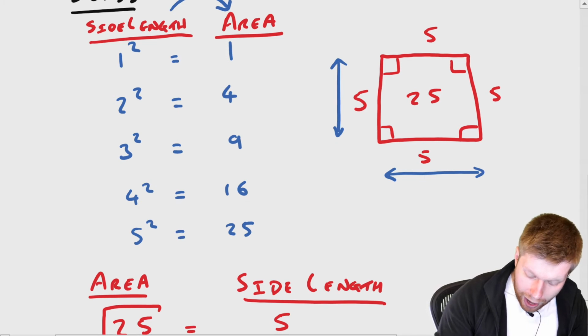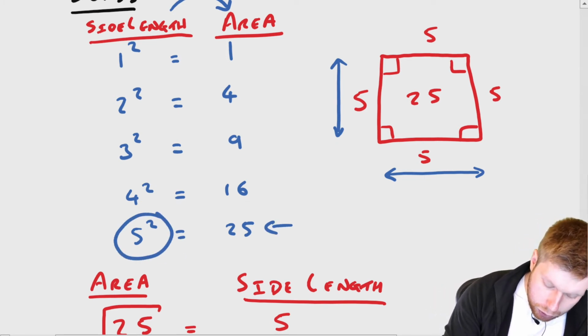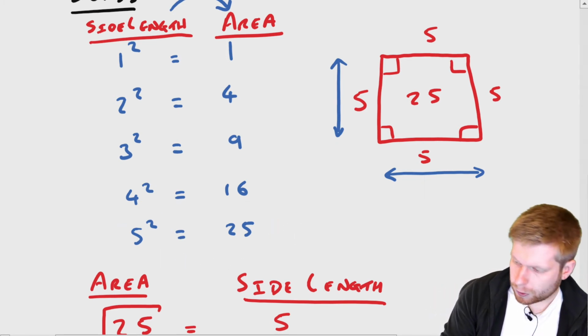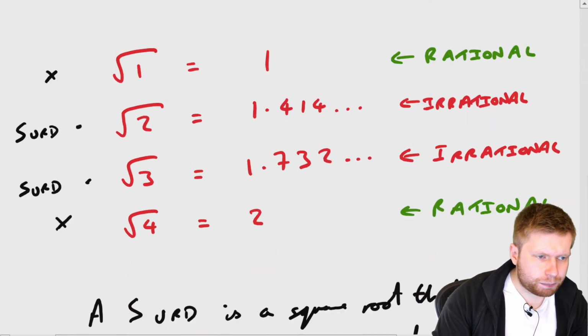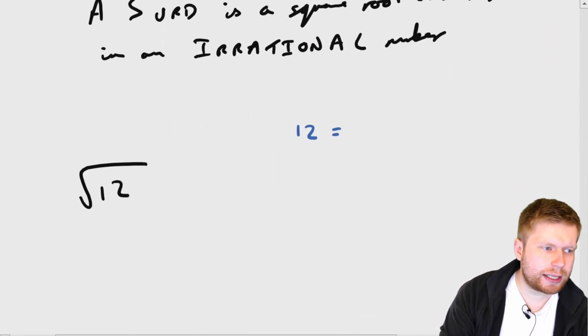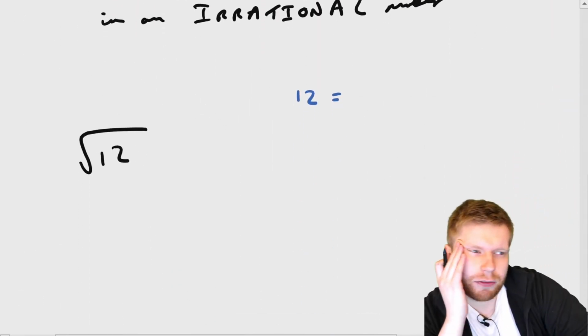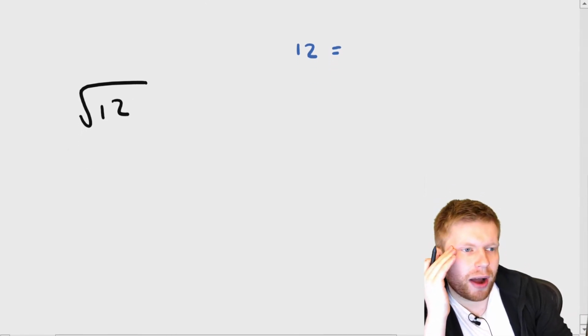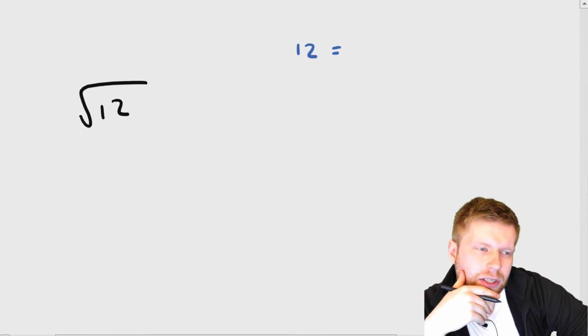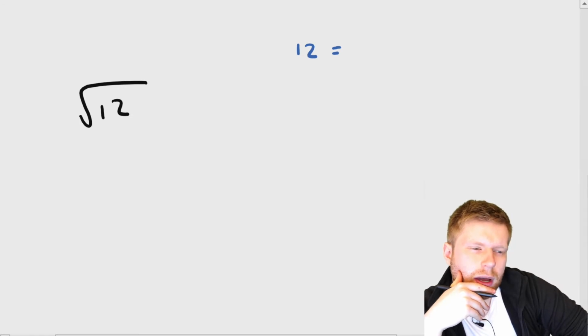Okay, 25 would be a square number because it's the result of 5 being squared. Okay, so let's have a look at square root of 12. I'm asking myself the question, can I find two numbers that multiply together to give me 12, but one of those numbers is a square number?